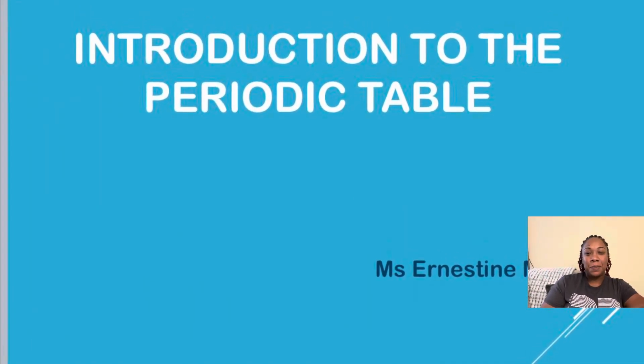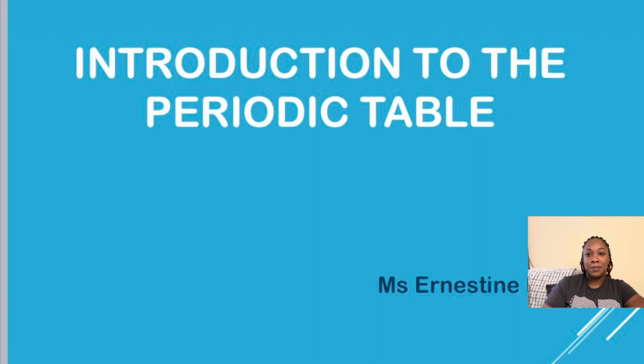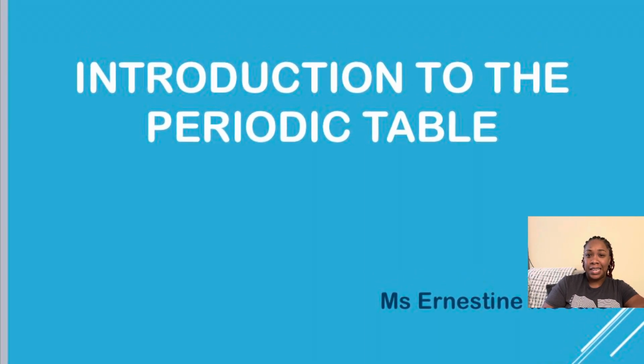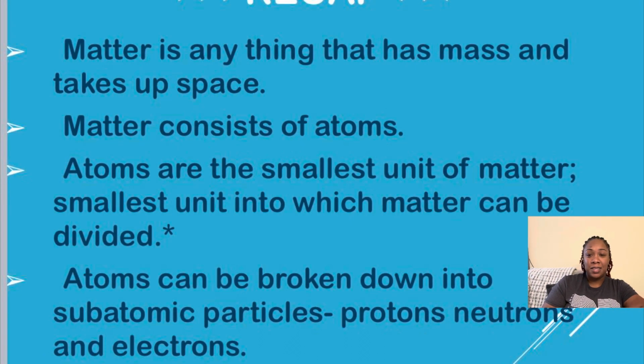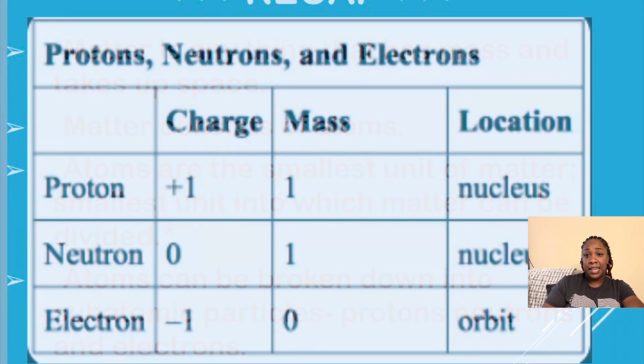So, for this week's episode, lesson 3, we are going to be discussing a brief introduction to the periodic table. Now, if we go back to what we started out with, just for recap, we already know that matter is anything that has mass and takes up space. We already know that matter consists of atoms. Atoms are the smallest units of matter, so it's the smallest unit into which matter can be divided. And atoms can be broken down into subatomic particles. So there exist protons, neutrons, and electrons.